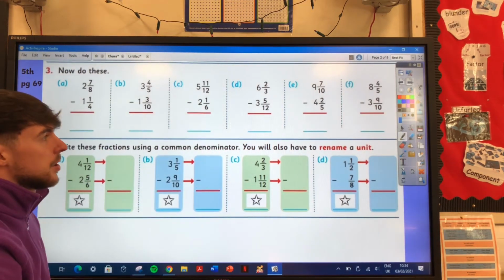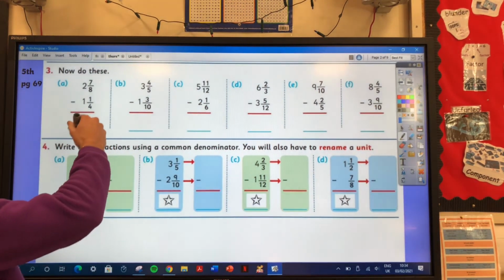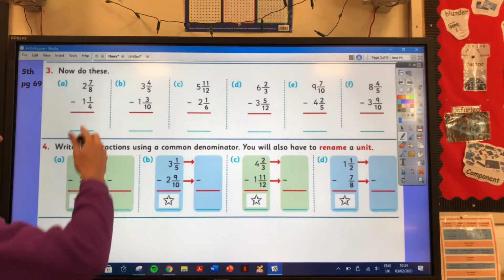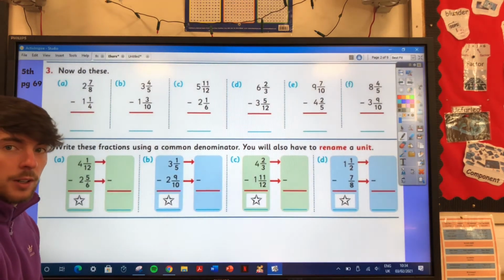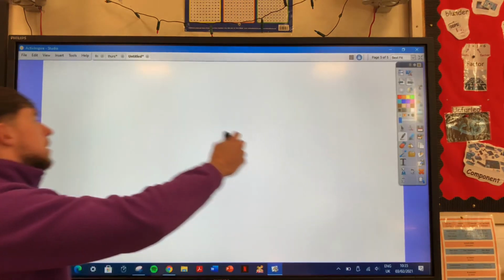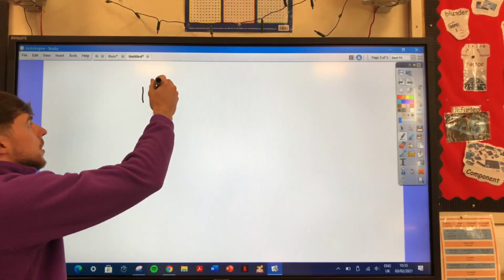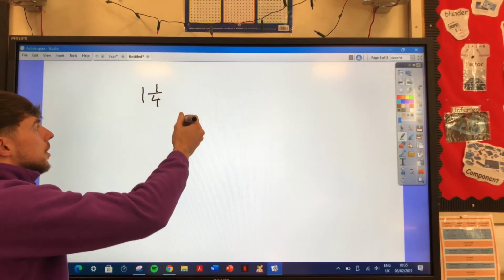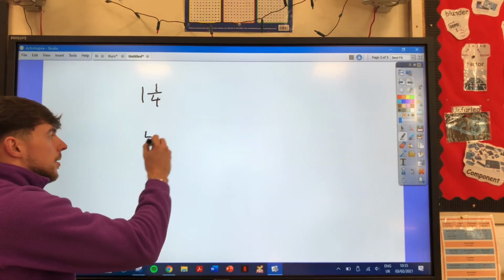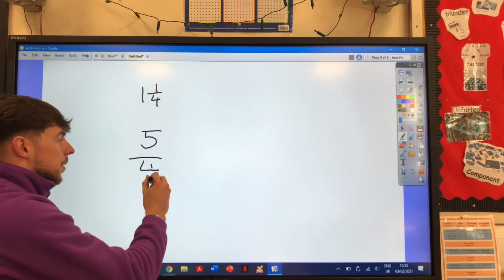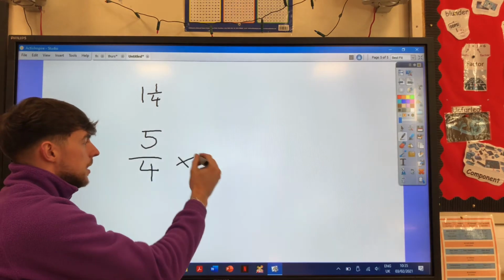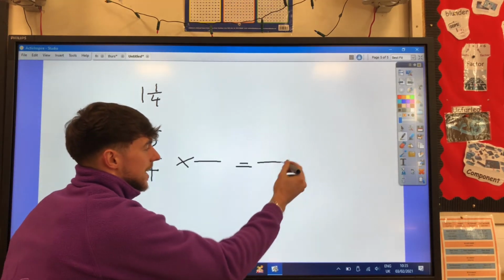So I want you to now rename these. So like in the first question, we have to do it twice now. So say for example on this one, can we change 1 and 1/4 into 8ths? So if we have 1 and 1/4, what's that as an improper fraction? It is 5/4.